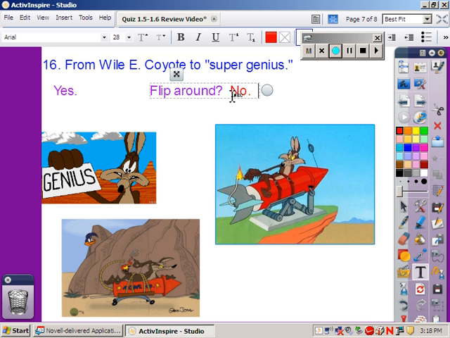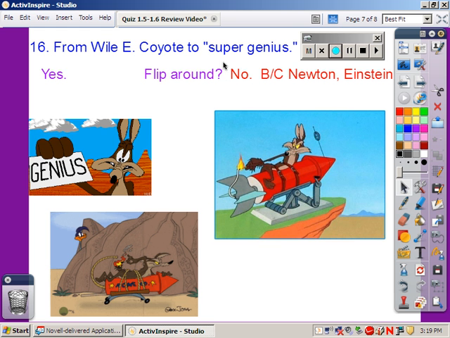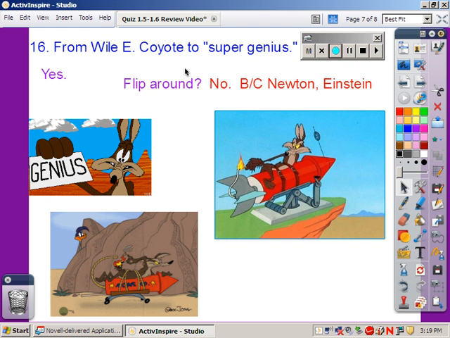Because maybe somebody like Isaac Newton or Einstein could come out of that. So if you said, look, say Super Genius, does it automatically give you Wile E. Coyote? Well, maybe to old Looney Tunes fans like me, you could say yes, and it could be a function, but you could also make the argument that it's no if you flip it around.